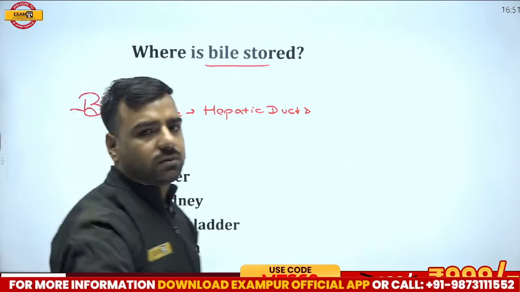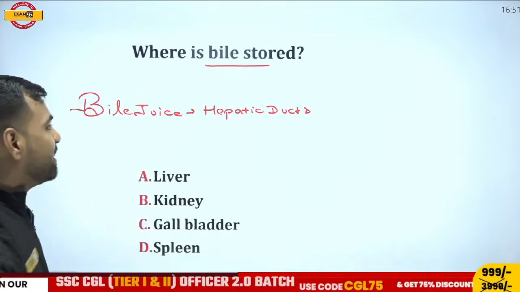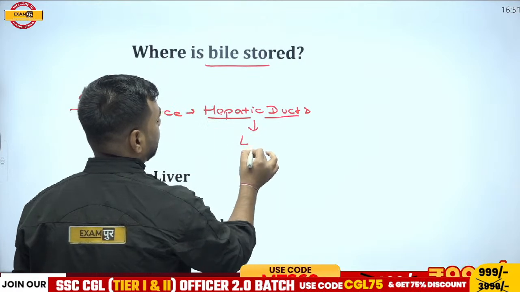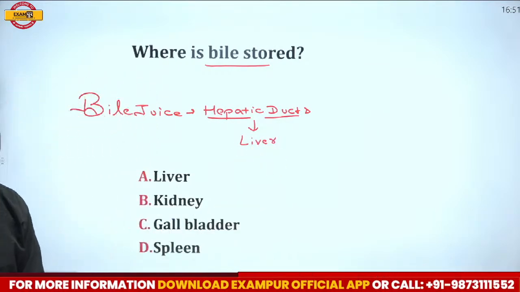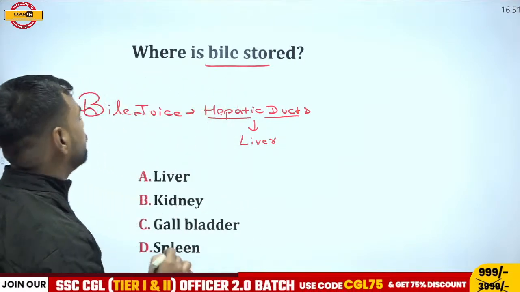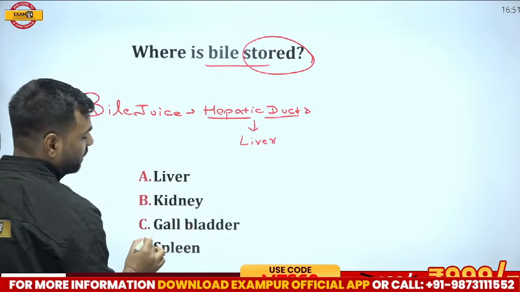So, Rohit, totally correct. I thought the answer might be liver. True. If I talk about bile juice, it is created from hepatic ducts which are present in the liver. But the question is not asked from where it is secreted. The question is asked where it is stored. So we'll talk about the storage part. Please remember, this is actually stored in the gallbladder.